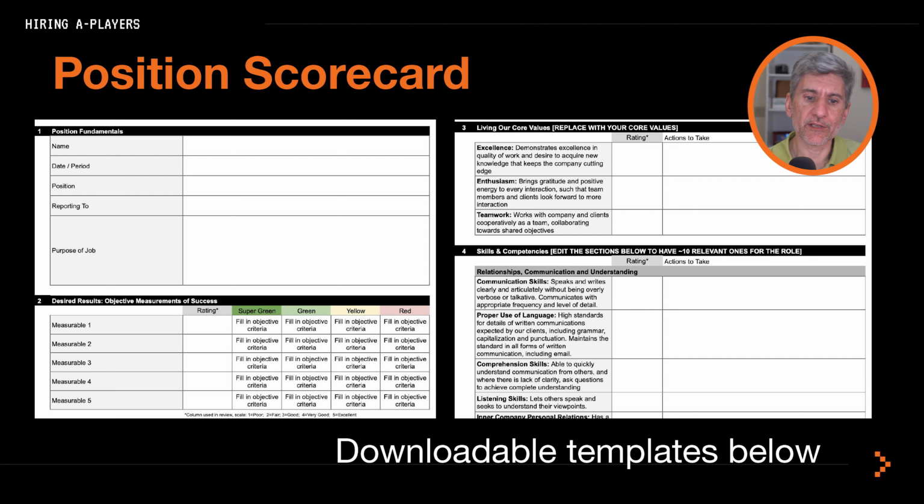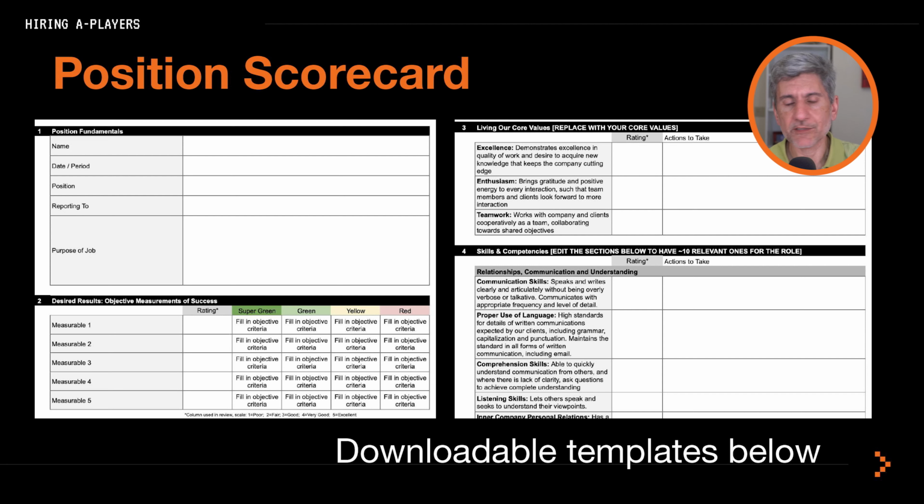In section 4, skills and competencies. These are skills and competencies that this role needs to have, this person's role needs to have. And so you'll list a bunch of those. Again, there are other aspects of this scorecard below. This is just a screenshot here, so get the downloadable one below this video. But this gives you now some objective criteria for the role.